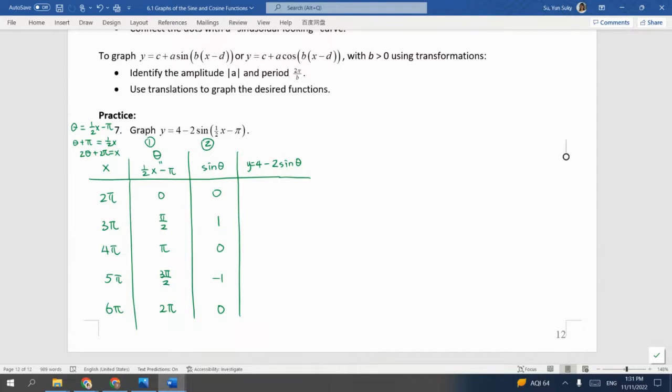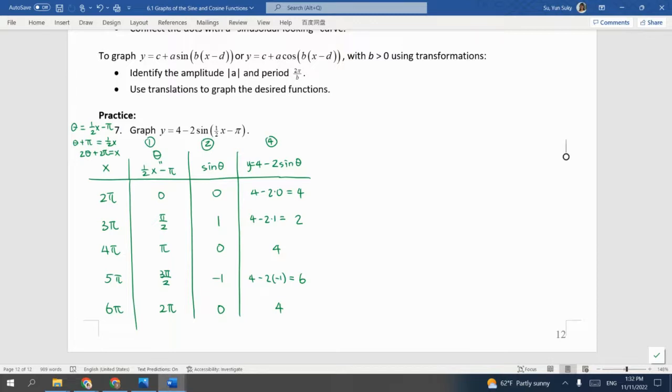Okay, look at this. Sine theta is 0. Then you plug in. You get 4 minus 2 times 0, which is 4. Sine theta is 1. 4 minus 2 times 1 is 2. We plug in 0 again, we get 4. And here, we plug in 0 again, we get 4. Right? If we plug in minus 1, what do we get? 6.